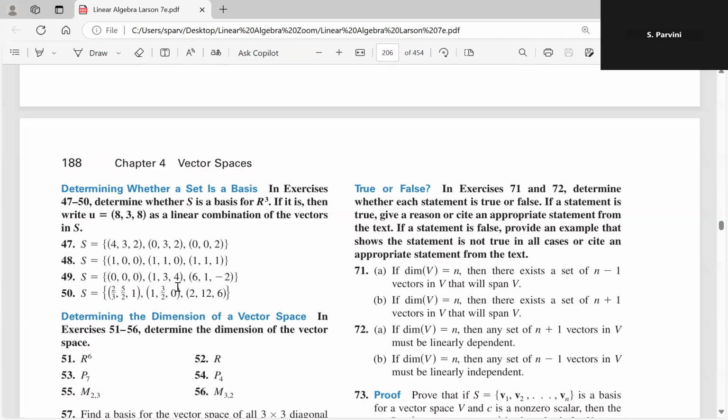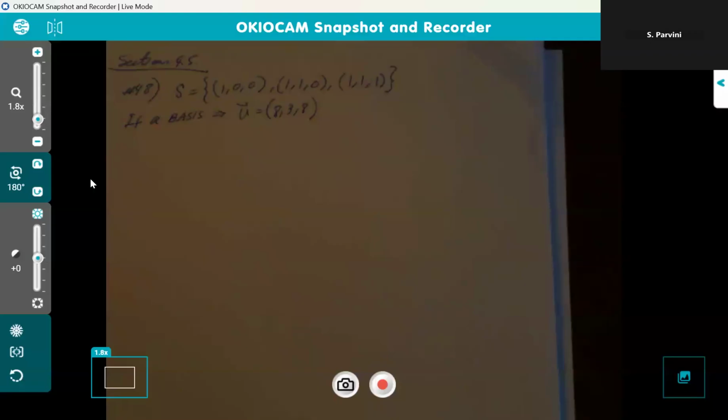Remember, that's the whole purpose of a basis. We can write every vector in the vector space as a linear combination of the vectors in our basis. So let's check this one out. And this will be the last exercise, by the way, folks. We'll be done after this one.